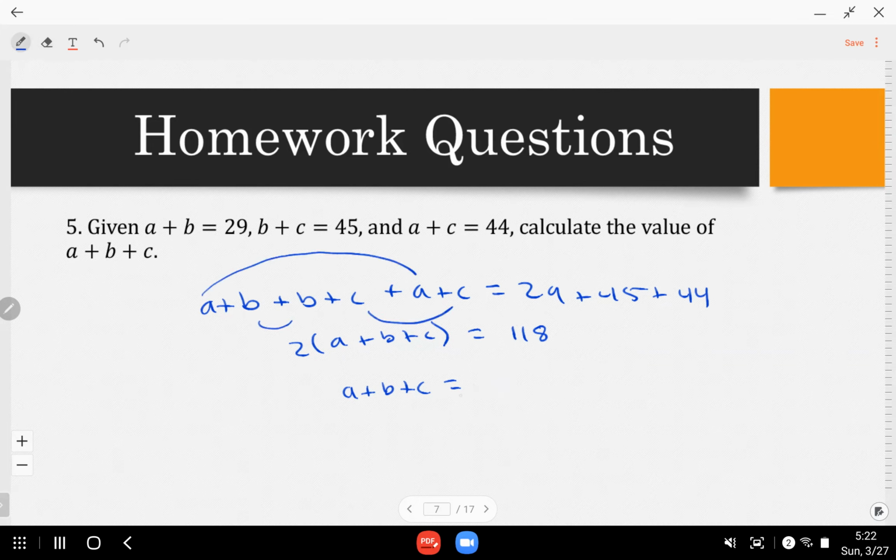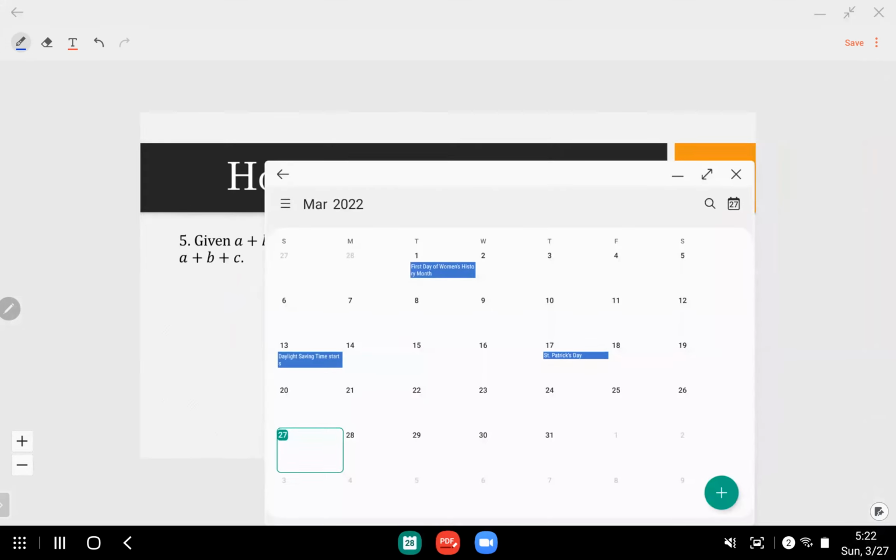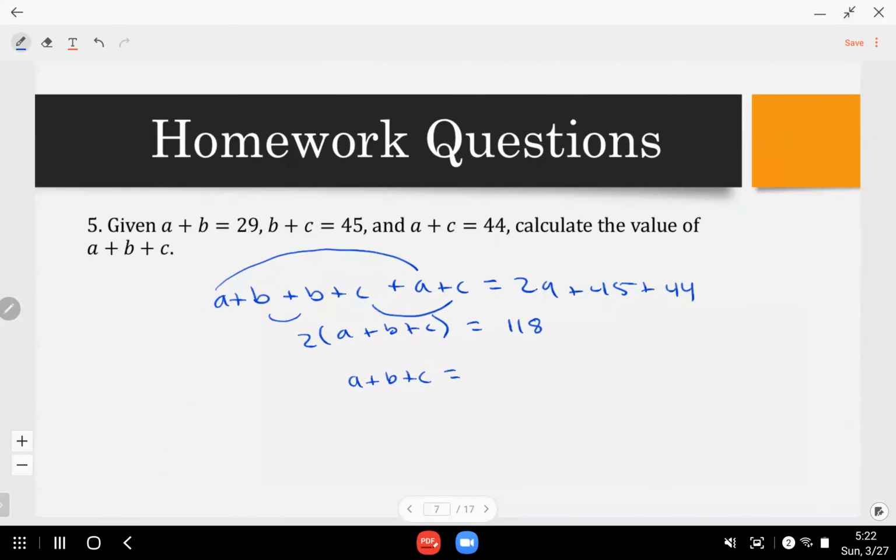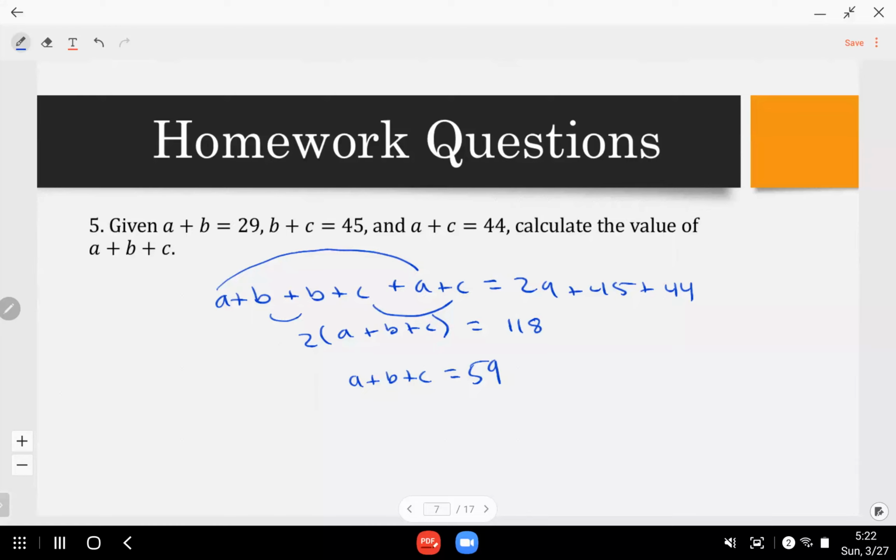So that's how we do it. Combine a plus b plus c plus a plus c. Then we factor the 2 out. Then you just know that a plus b plus c is equal to 59. Okay, very good. Any questions on how we did this? Are there any questions?